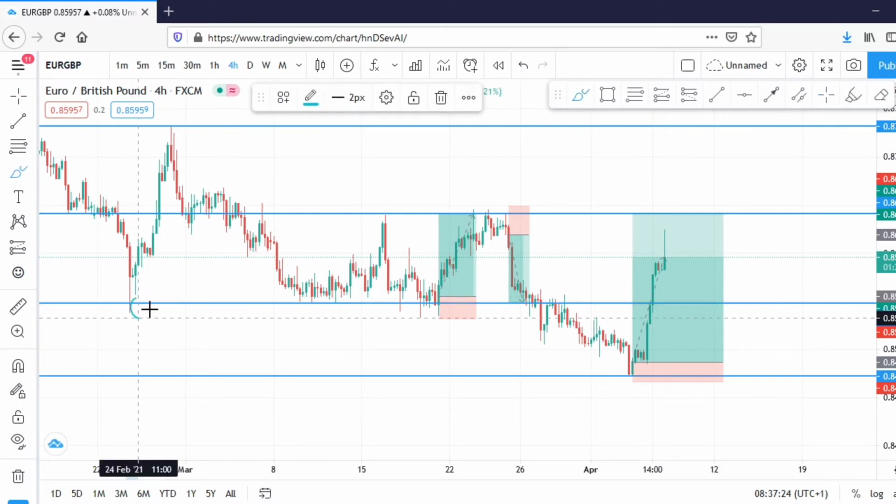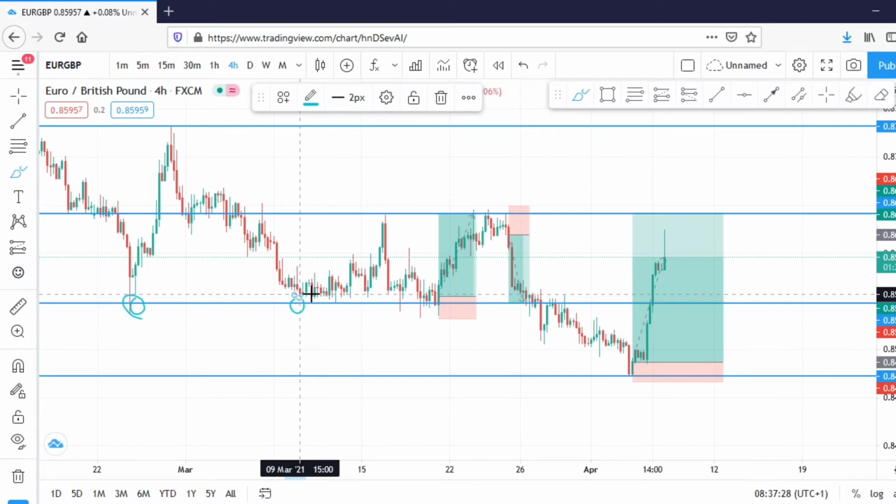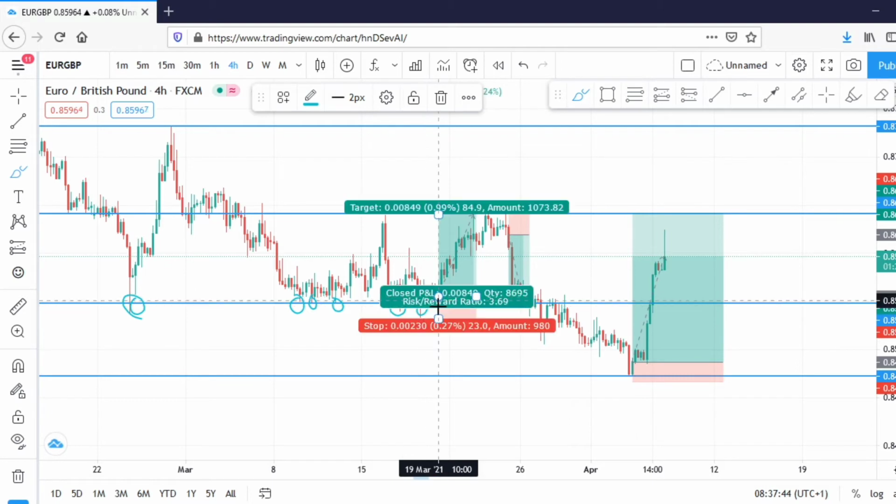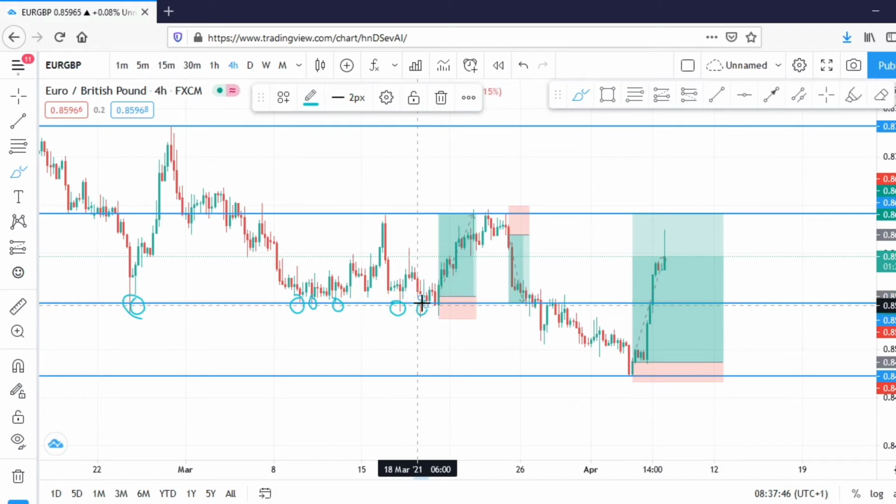So that's here where the level was created. Price tested it here, bounced off, bounced off, bounced off, couldn't break. It tested it and closed above it, tested and closed above it multiple times. So what I did was to wait for an opportunity to enter at this particular level.